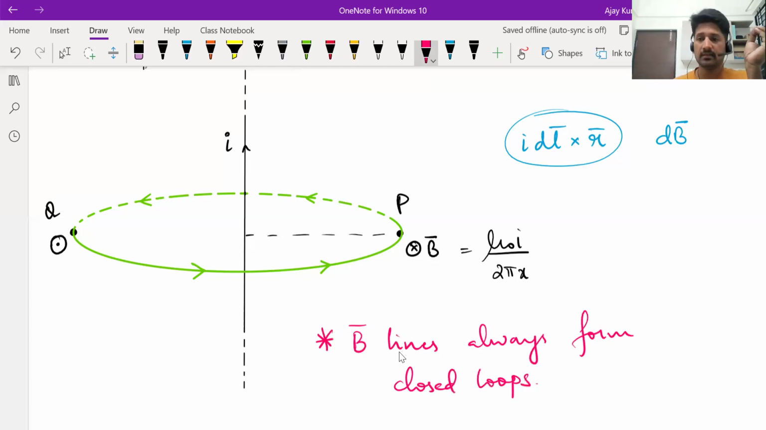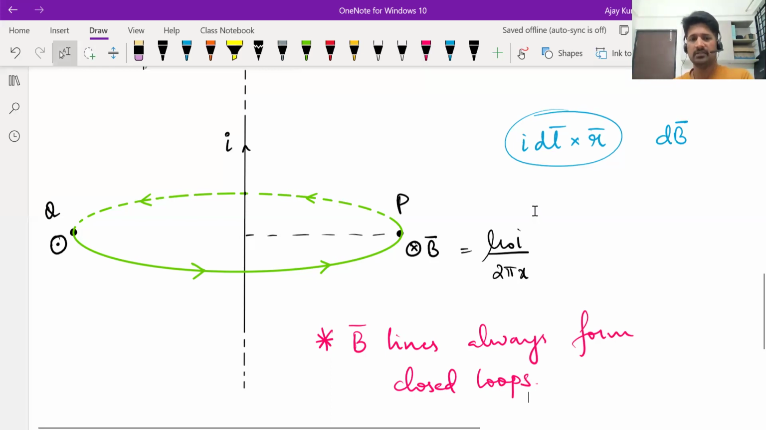This is the only thing in which magnetic field lines vary from electric field lines. As a result of this, you will find that magnetic field is a non-conservative field. That we will discuss later in detail. So remember, this is very important: magnetic field lines always form closed loops. There is no particular point of origin and no particular point of termination of these field lines.